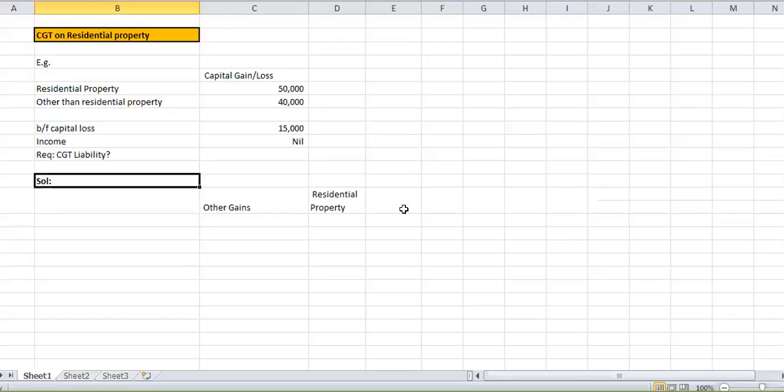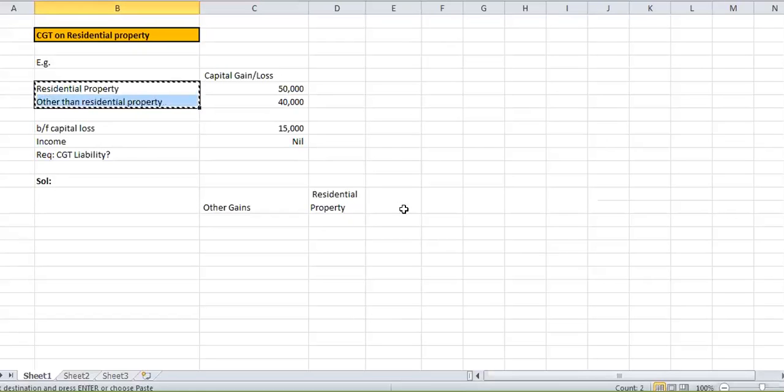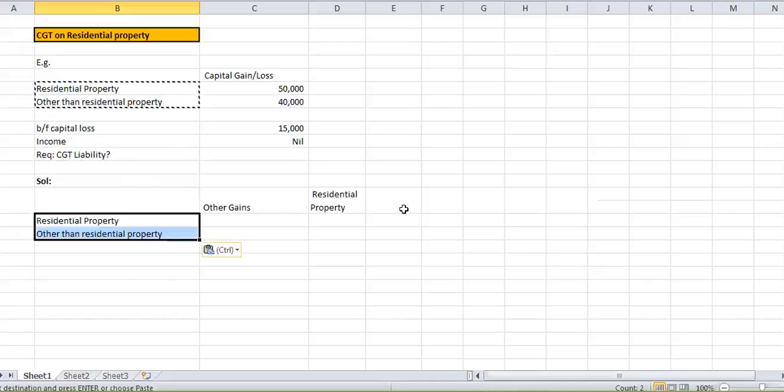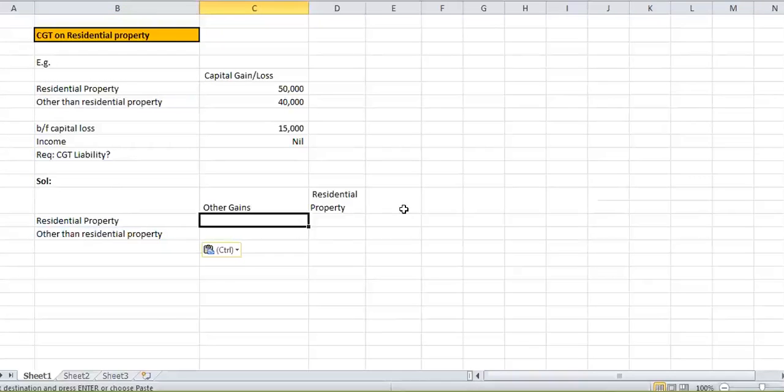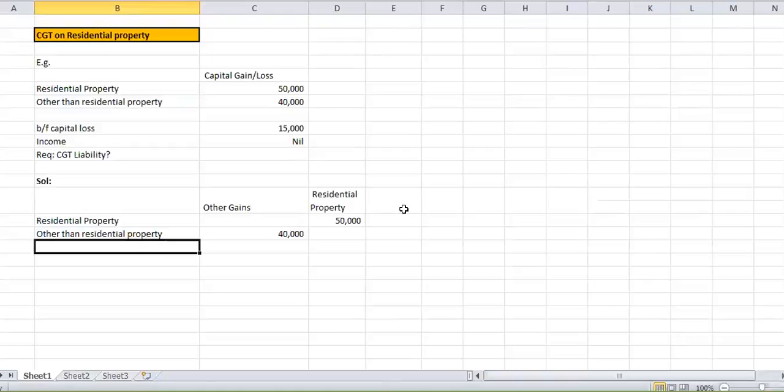So students, we have other gains of £40,000, and we have gains from residential property amounting to £50,000. Now, we don't have any capital loss in the current year. These are our total gains. Before deduction of brought forward capital losses, we need to deduct the annual exempt amount.